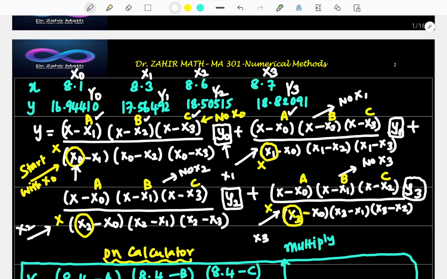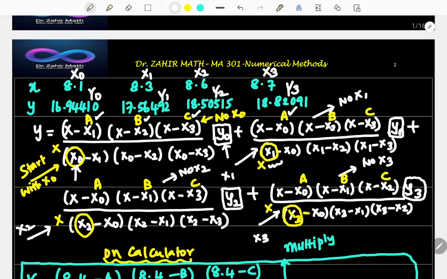Press equal. What is your B? X2. X2 is what? 8.6. Press equal. Then what is your C? X3. X3 is what? C, which is 8.7. Press equal. It is asking capital X. This is your capital X.